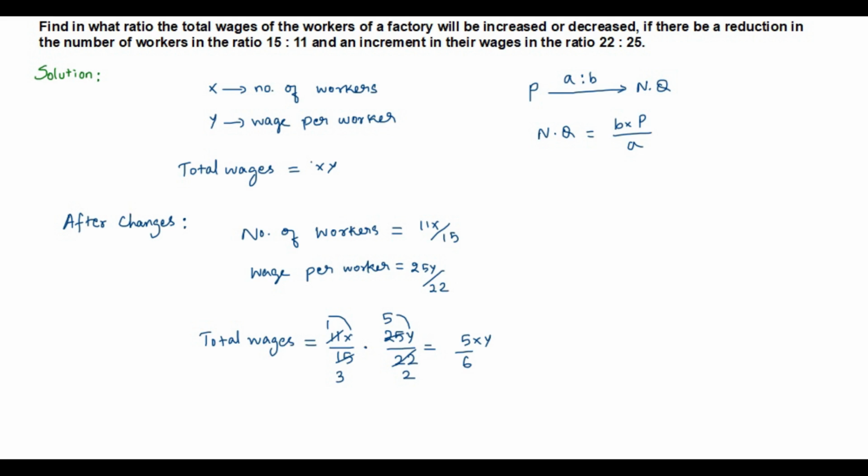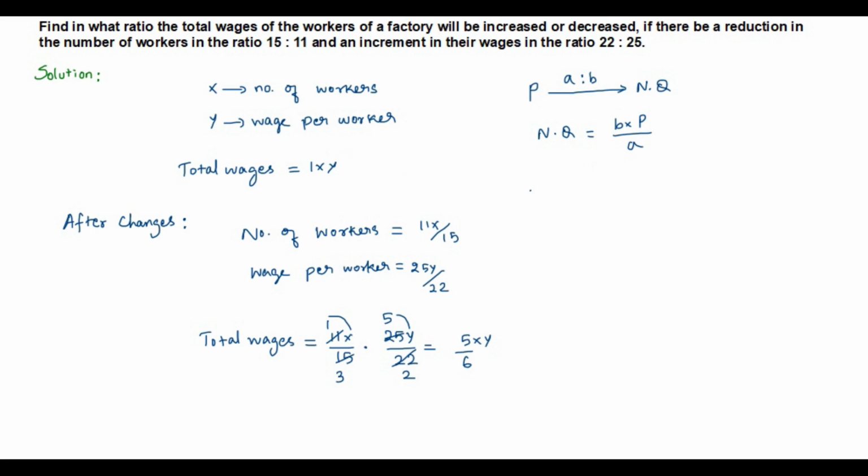Before changes the total wages is just XY, with coefficient 1 in front of XY. After changes the total wages is 5 divided by 6 XY, and clearly the value of 5 by 6 is less than 1 because the numerator 5 is less than the denominator 6. So clearly the total wages is going to be decreased. Before changes the total wages is 1XY, and after changes the total wages is 5XY divided by 6, which is less than 1XY. So the total wages is going to be decreased.